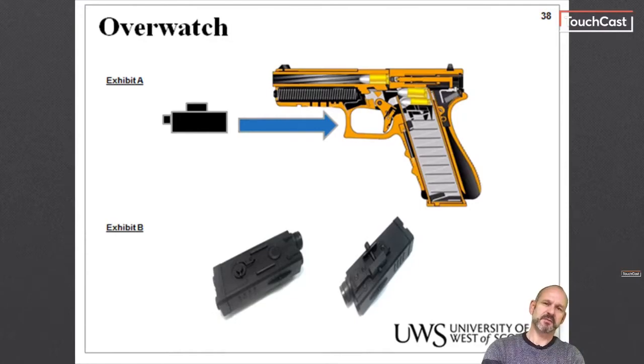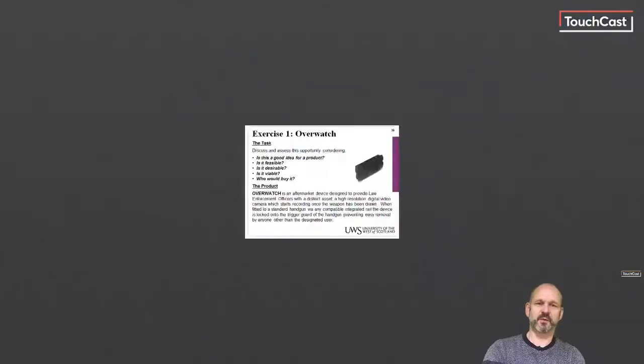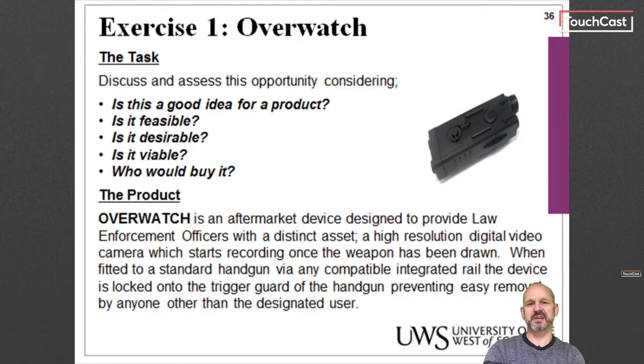The benefits of Overwatch can be seen as follows. The system provides a high-definition visual record of any police-related shooting incident. The system only starts recording when the pistol is drawn, which limits the need to store digital data. So now reflect on the questions provided and note down your insights.